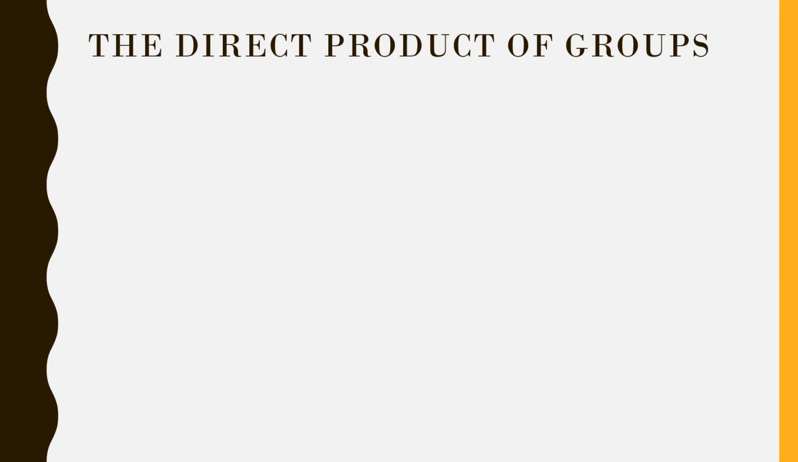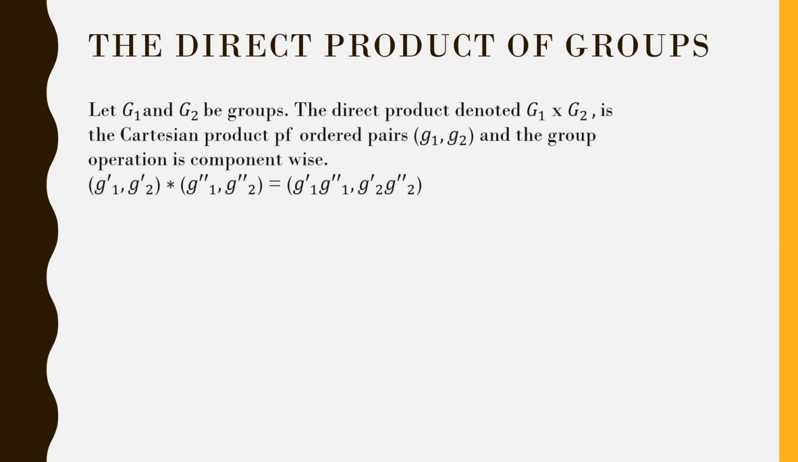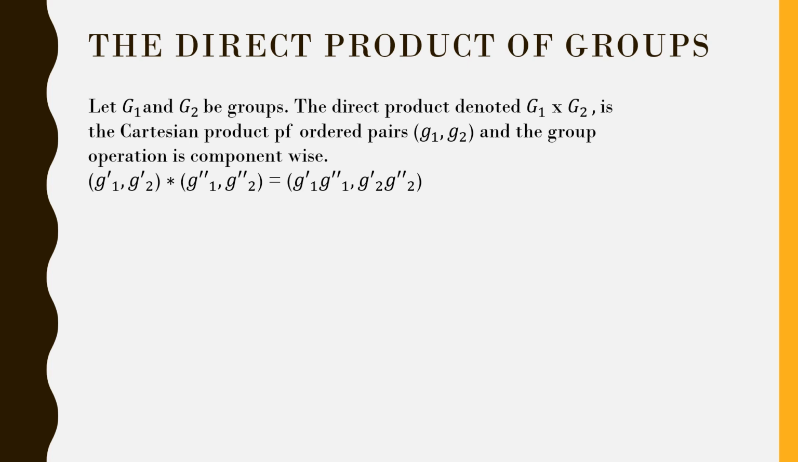The direct product of 2 groups is the operation that takes 2 groups, G1 and G2, and constructs a new group. It's the set of all pairs where the first component is from G1 and the second is from G2. The notation is the same as the Cartesian product of 2 sets.